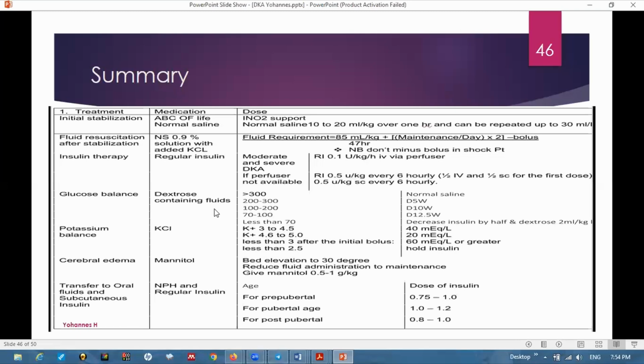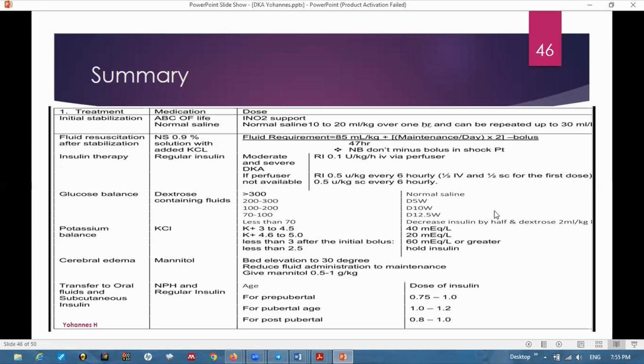The other is, as I mentioned earlier, potassium. If it is normal, between 3 and 4.5, we should make it 40 milliequivalent per liter. Potassium 4.6 to 5, 20 milliequivalent. If it is below 3, 60 milliequivalent. If it is less than 2.5, we should manage it separately. That's the potassium. After that, if it's normalized, we proceed with insulin management.